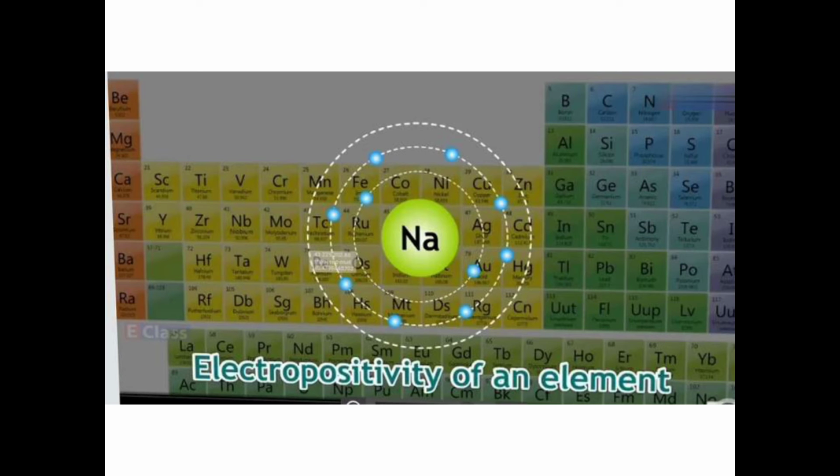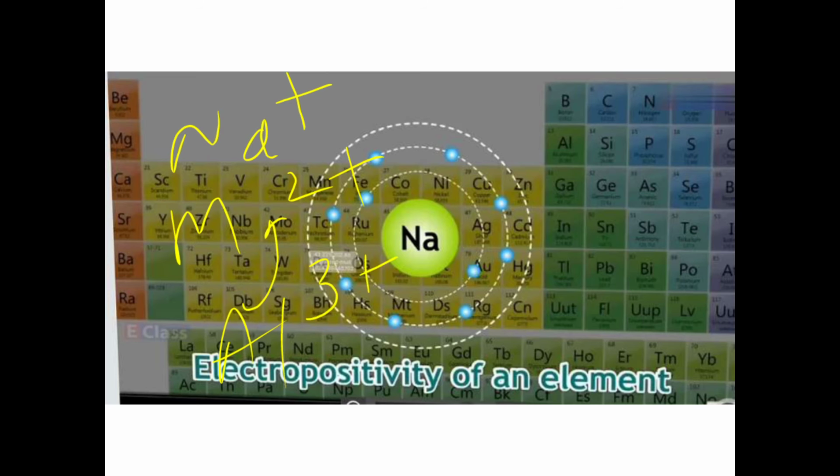We observe that sodium gives an electron and becomes positively charged. Magnesium gives electrons and becomes positively charged. Aluminum also gives electrons, hence becomes a positive ion. Positive ions are called cations.